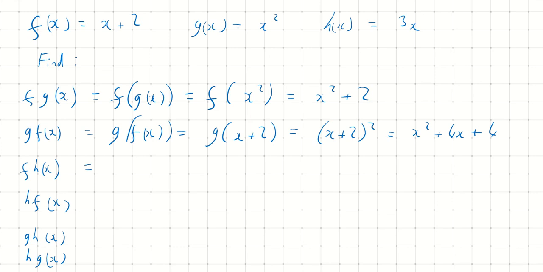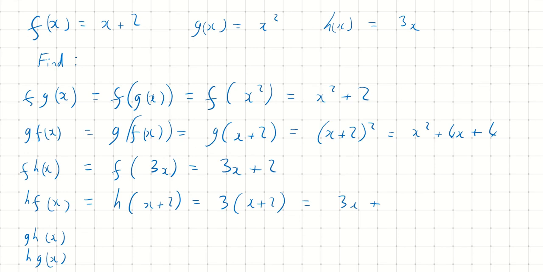f of h(x), well that just means f of 3x, which is, we're putting 3x into our f function, we get 3x plus 2. h of f(x), that means h of f(x), which is x plus 2. So now we're going to substitute x plus 2 into our h function. Well, h is the thing that multiplies by 3. So we get 3 times (x plus 2), which is 3x plus 6.